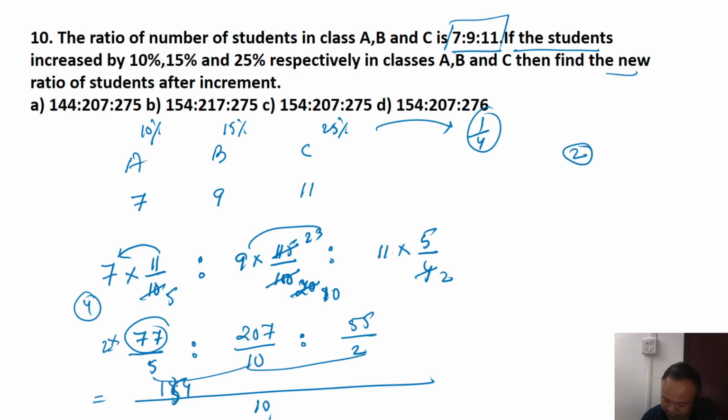154. So 10 divided by 1, 1 into this is 207, 2 divided by 5, 5 5 25, 25 7. So the answer is option number B.